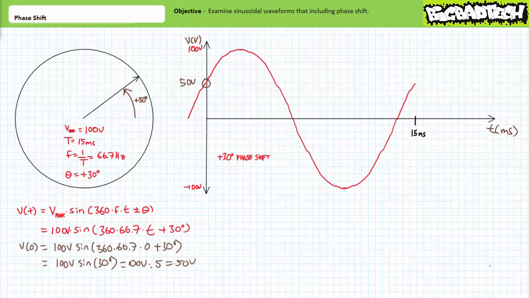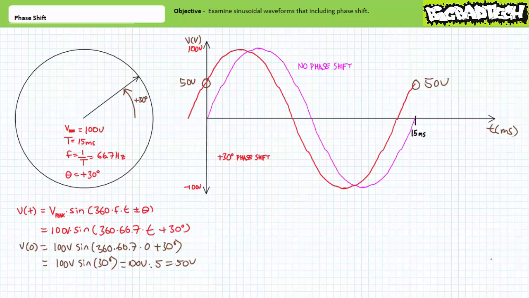It makes sense that a time-variant sine wave with a positive 30-degree head start initiates at time t equals 0 with a value of 100 volts times the sine of 30, or 0.5 times 100, or 50 volts. Additionally, it makes sense that if this time-variant waveform underwent a full oscillation over a period of 15 milliseconds, it would also end at 50 volts. Sine waves, like circles, start where they end and end where they start.